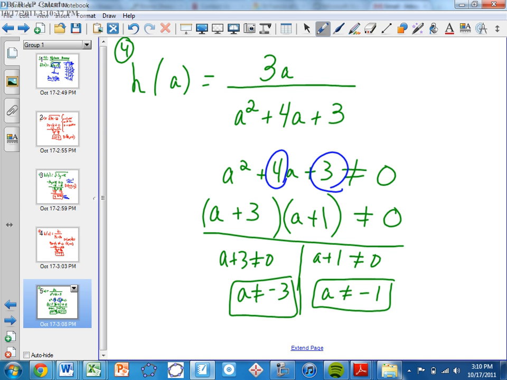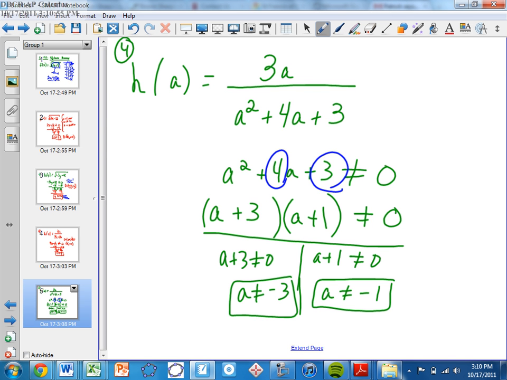So in this case, instead of having one exclusion like the number 4 last time, now we have 2 exclusions. Why do we have 2 exclusions? Because our denominator was squared. Quadratic means there are 2 solutions. So 2 things will cause this not to work. And go back and try it if you don't believe it.